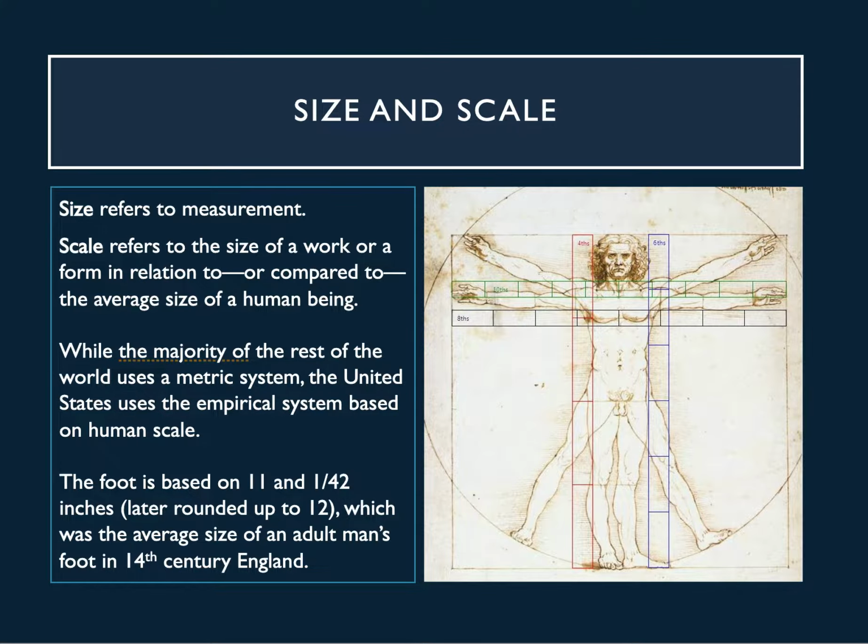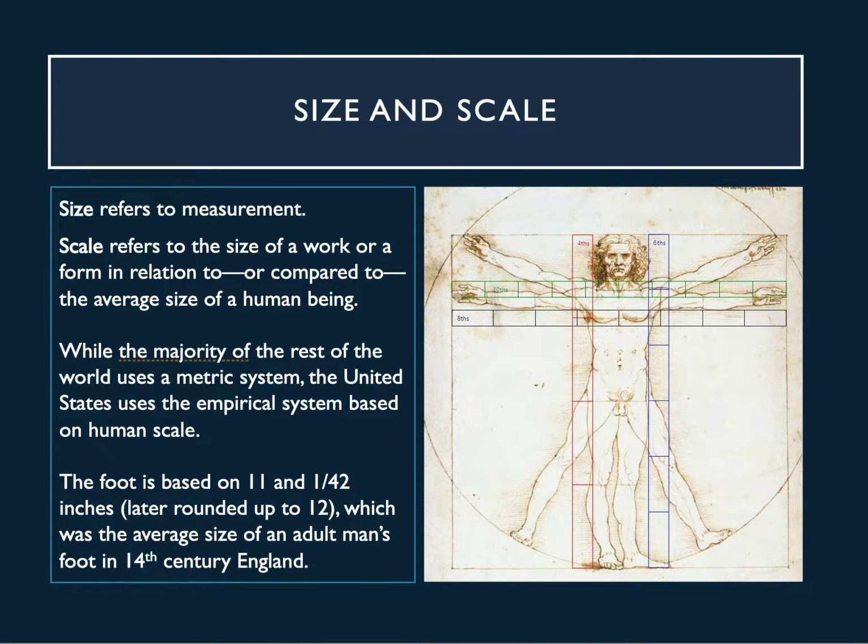Scale then refers to the size of a work or form in relation to the average size of the human being. And at the end of this course, we're going to start talking about universal design and ergonomics. And we'll get more into that in more detail. So in one of your textbooks, Architectural Graphic Standards is a required textbook for every class because of how important scale and size are to what we do.